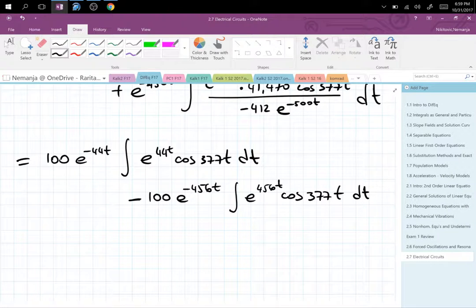And once you figure out the integration for these, then you have your full solution for the current. Now let's integrate this.